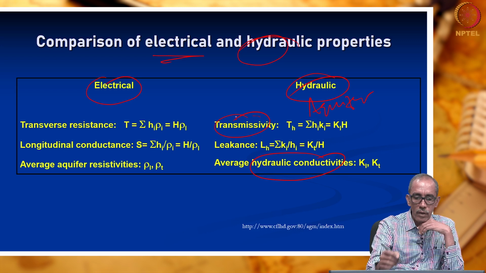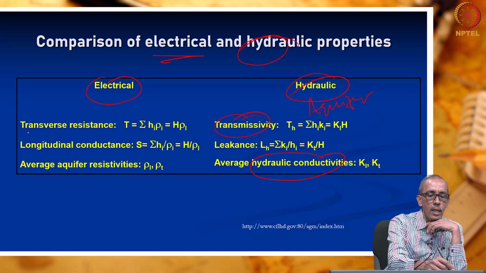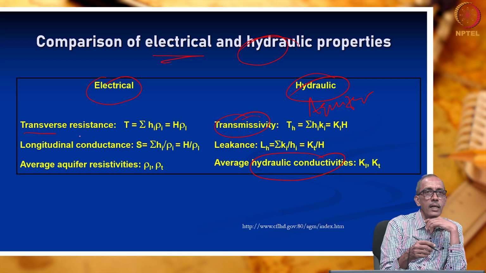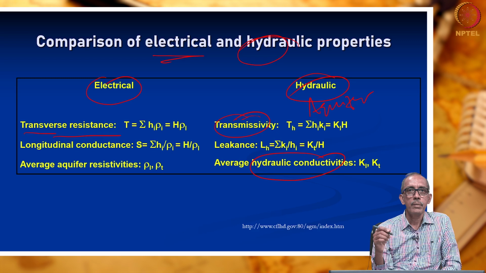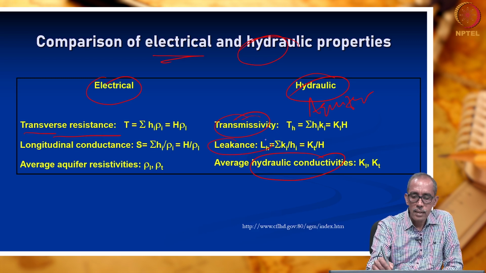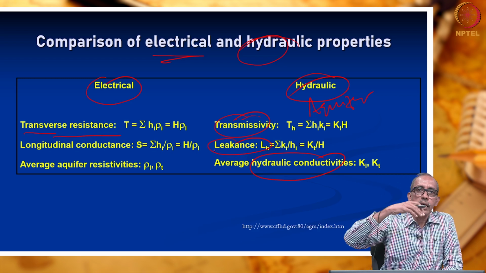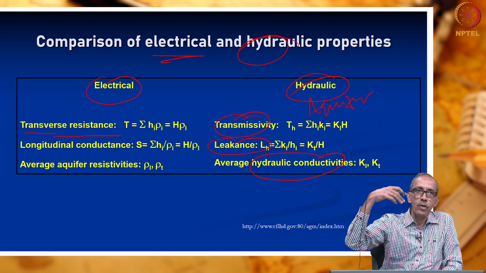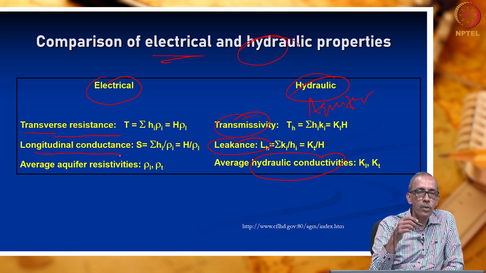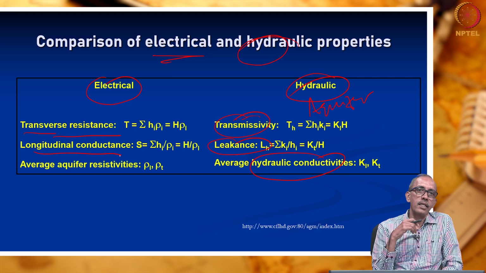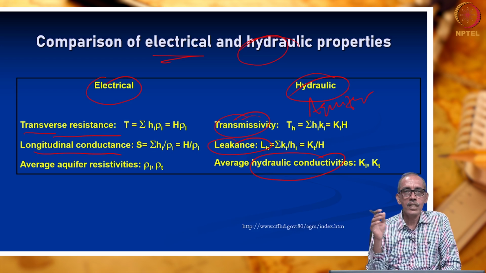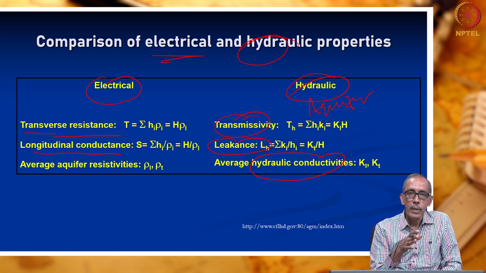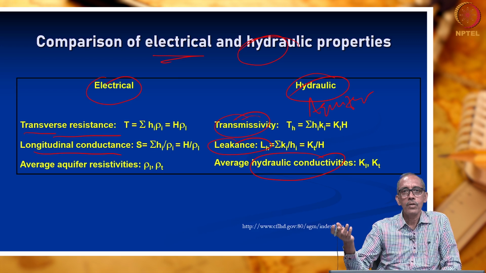So, transmissivity of the formation is related to transverse resistance. Similarly, the leakance, that means the leakage of water in the vertical direction below the surface, is related to longitudinal conductance of current. Very interesting, isn't it? So, there is an analogy between the way in which current flows beneath the subsurface and the flow of groundwater.